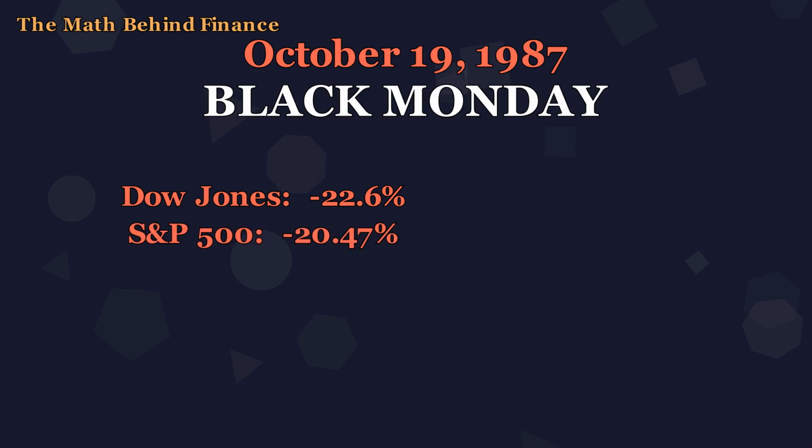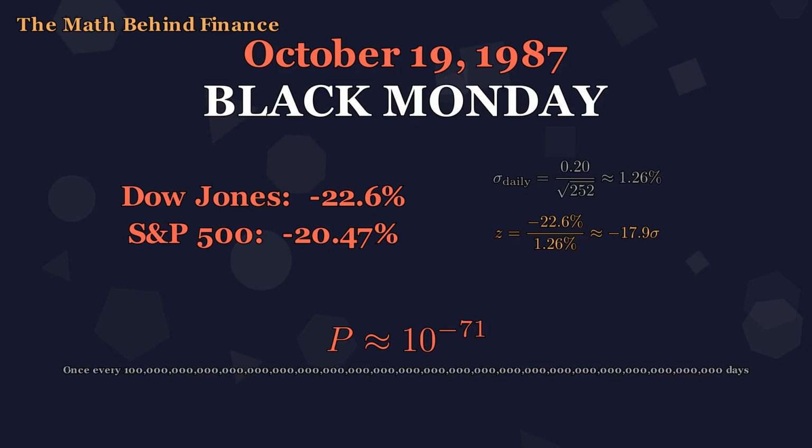Now, under our Brownian motion model with 20% annual volatility, a daily move of that size is almost 18 standard deviations from the mean. The probability? Roughly 10 to the negative 71. That is a 1 followed by 71 zeros in the denominator. The universe is only about 10 to the 17 seconds old. Black-Scholes says this crash should never happen. It happened anyway. Let us run the experiment.